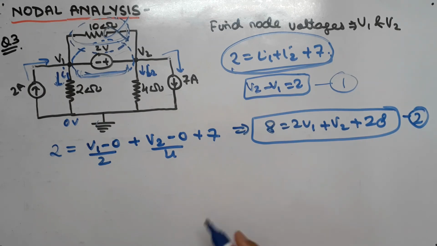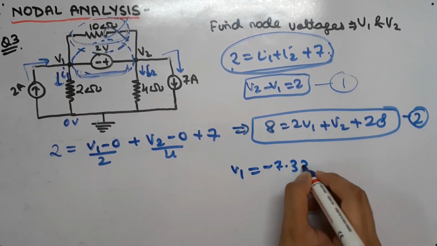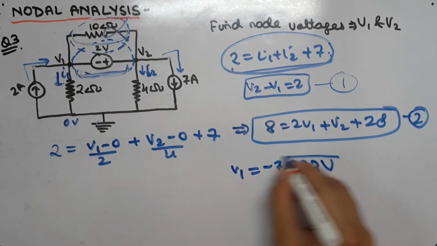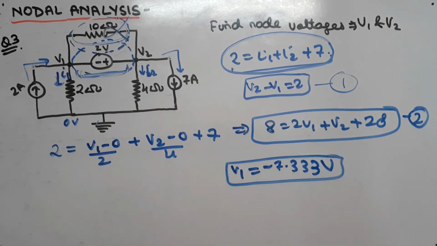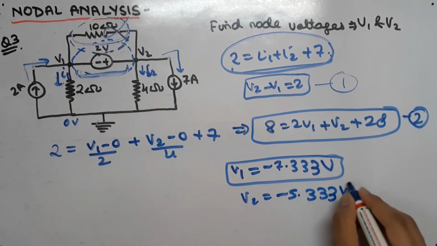That is, on solving we will get the value of V1 as minus 7.333 volts and we will get the value of V2 as minus 5.333 volts.